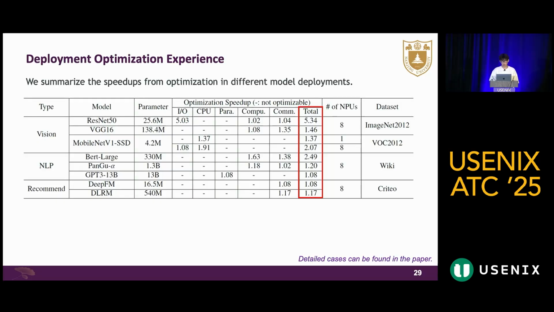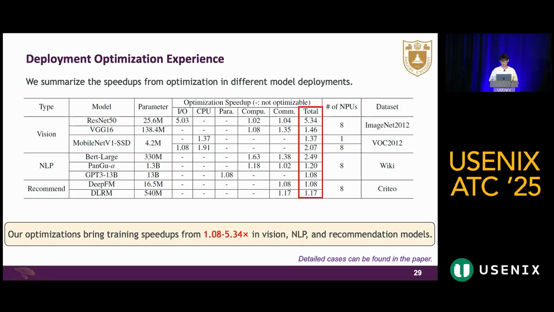Beyond just one large model, we also apply Hermes to optimize the deployment of various other models. As you can see in this table, our optimizations delivered significant results across different domains, including vision, NLP, and recommendation models. The total training speedups range from 1.08 times to as high as 5.34 times. The detailed analysis for each of these cases can be found in our paper.